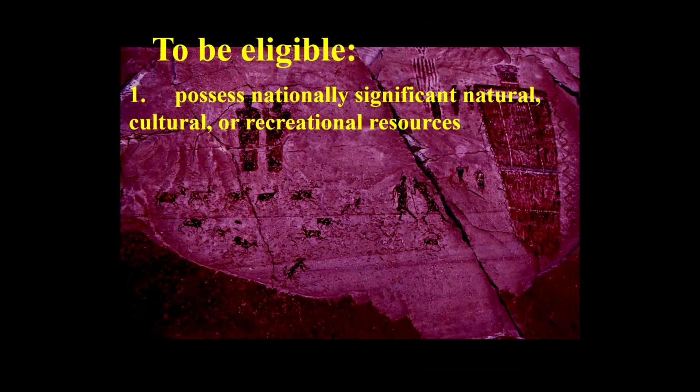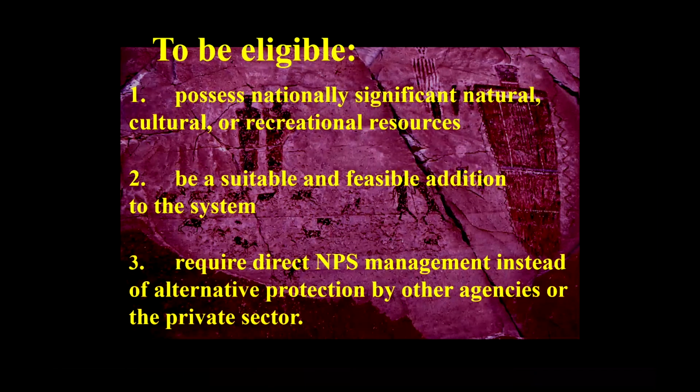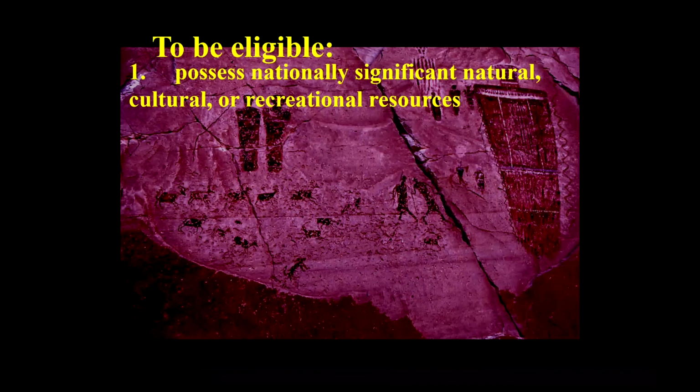So to be eligible, these are the criteria that have been written out, and I'll go through them quickly here and then we'll go back into detail. First, possess nationally significant natural, cultural, or recreational resources. Second, be a suitable and feasible addition to the system. And third, require direct National Park Service management instead of alternative protection by other agencies or the private sector. So let's take a look at these one at a time.